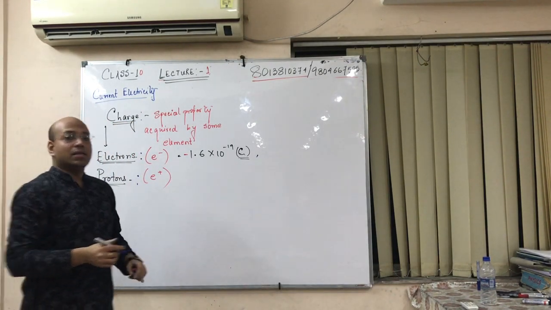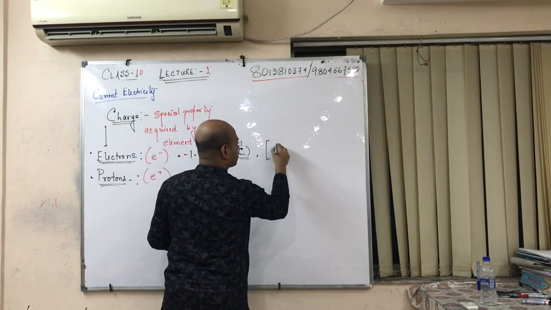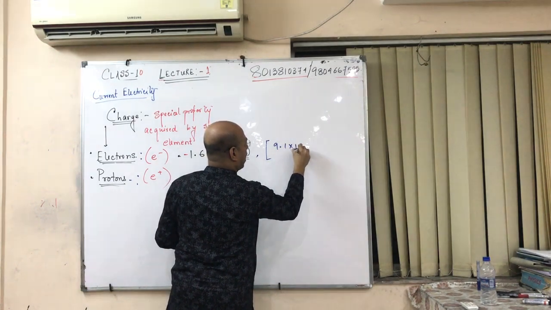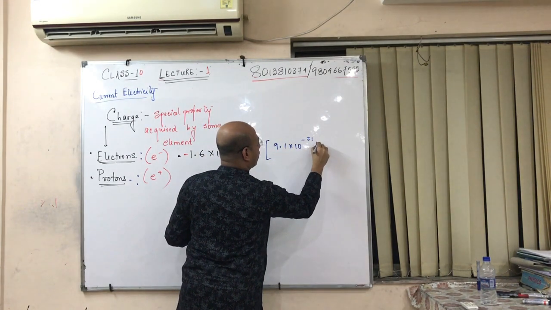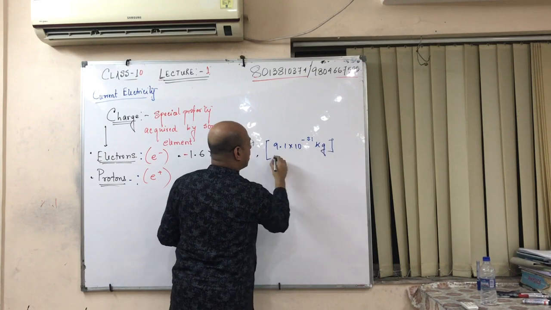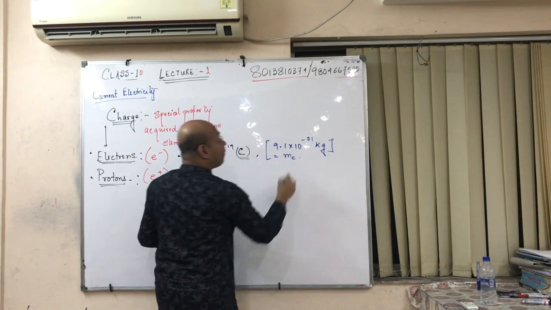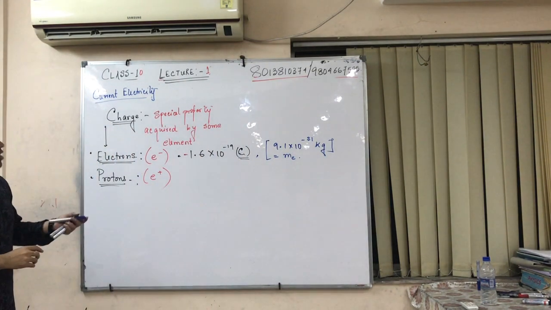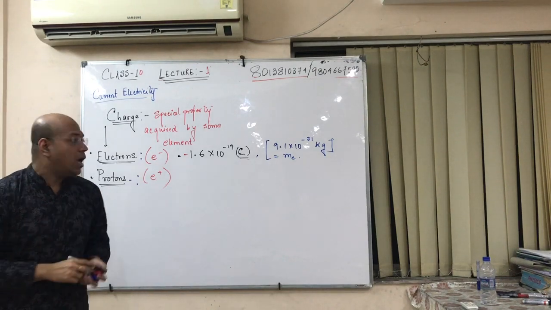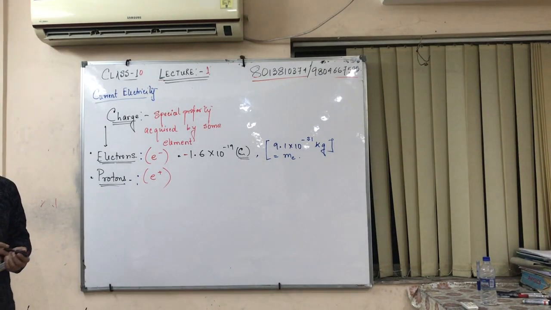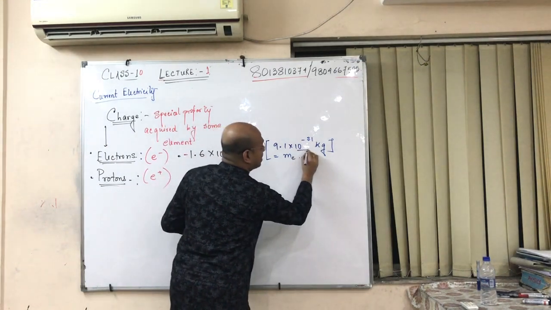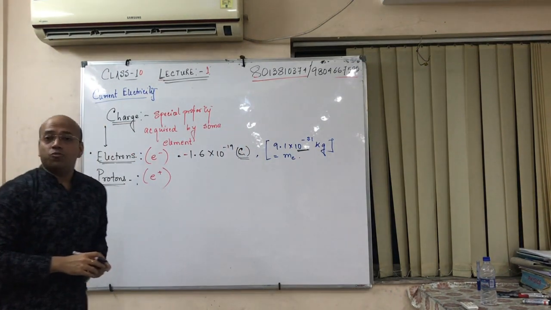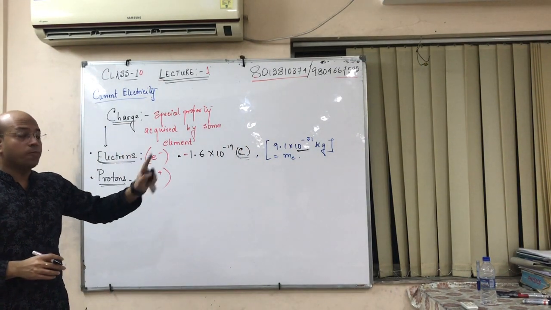Mass of this particle is 9.1 into 10 to the power minus 31 kg. This is the mass of an electron. So the mass of an electron comes out to be 9.1 into 10 to the power minus 31 kg. See, this is a very small value.